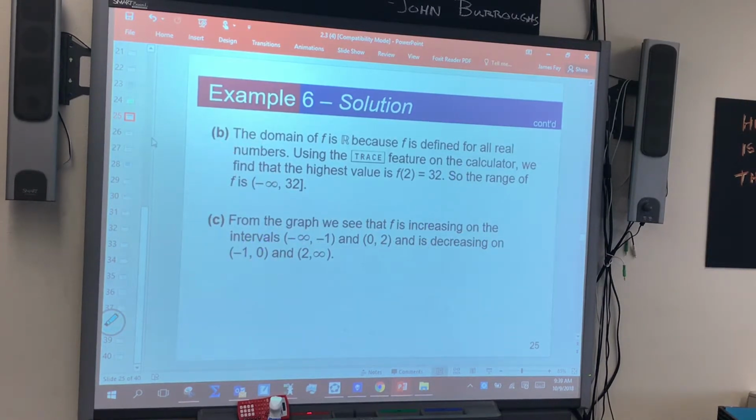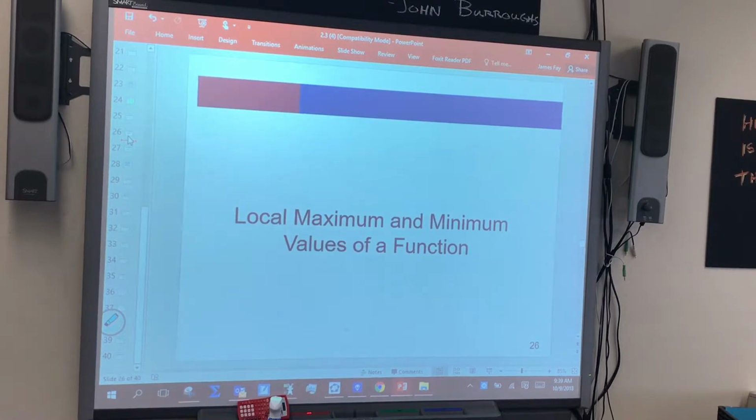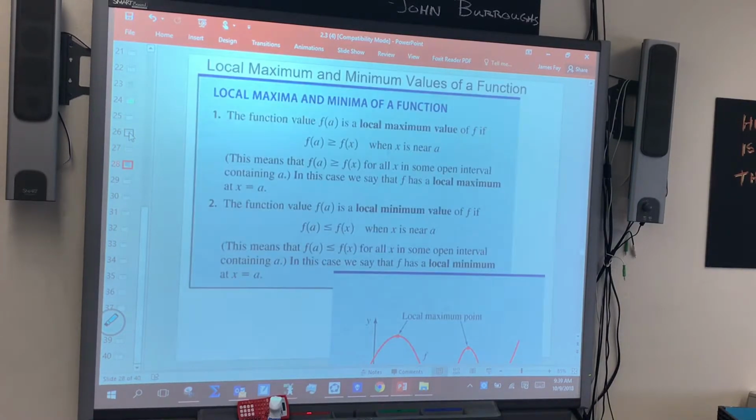I showed last class how to do this on the calculator. We'll go back towards the end and show you how to get that graph on your calculator if you're using a TI-83 or 84, how to manipulate that. Okay. The local maximum and minimum values of a function. And you just define them here. It says the plural is maxima and minima.